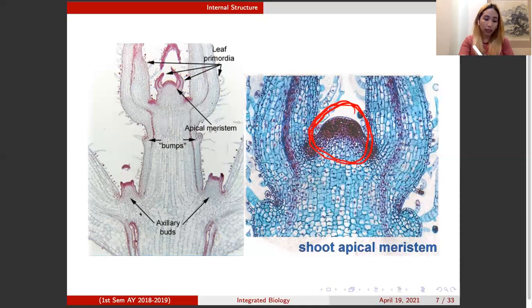And the apical initial, because this is an example of a higher vascular plant, is the outermost layer over there. Makikita niyo. It's a bit difficult to differentiate here because it looks like all the cells are overlapping because of the dense cytoplasm. Nevertheless, this is a very good figure to introduce you to the shoot apical meristem.